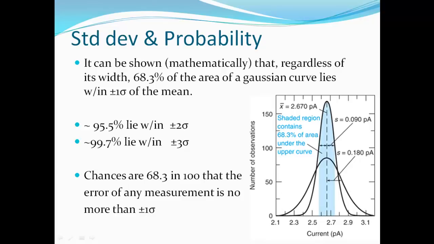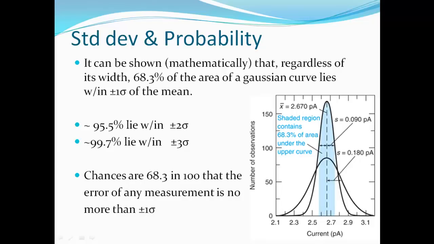95.5% of your data points are going to lie within 2 standard deviations of the center. And then 99.7% lie within 3 standard deviations. Another thing you have to take note of is that Gaussian curves are symmetric.